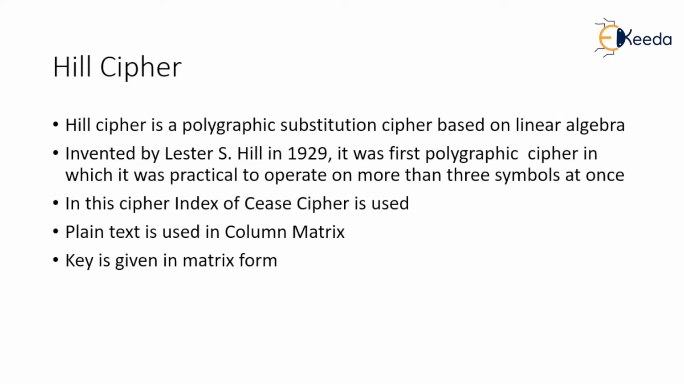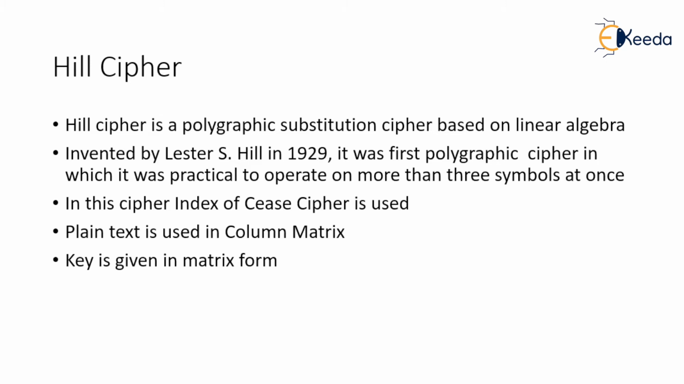It was considered the first polygraphic cipher which practically operated such that more than 3 symbols can be converted into the ciphertext at once. In this cipher, the basic concept of the Caesar cipher is used. Here, the plain text is used in the form of a column matrix, and the key will be given in the form of a matrix.